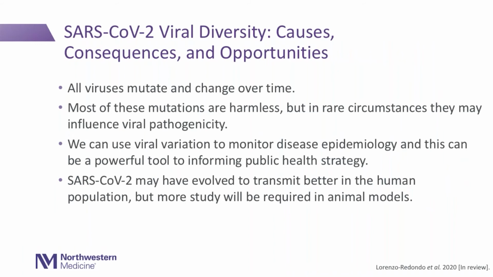So to just kind of sum up what we talked about today, all viruses mutate and change over time, but most of these mutations are harmless. And in rare circumstances, they may influence viral pathogenicity. What's really important about this is we can use viral mutation to monitor disease epidemiology, and this can be a really powerful tool to inform public health strategy. So SARS-CoV-2 may have actually already evolved to transmit better in the human population, but again, until we have the animal transmission models, that's still going to remain a question that needs answering.